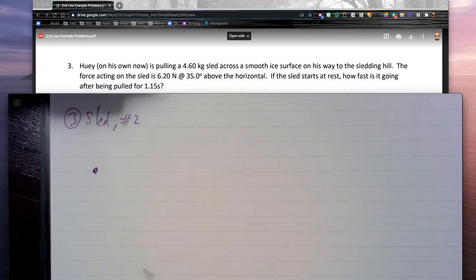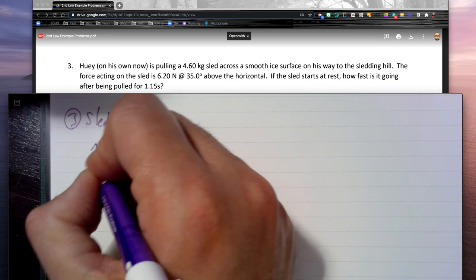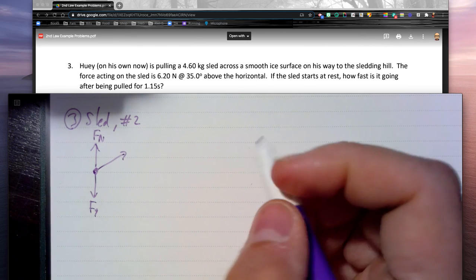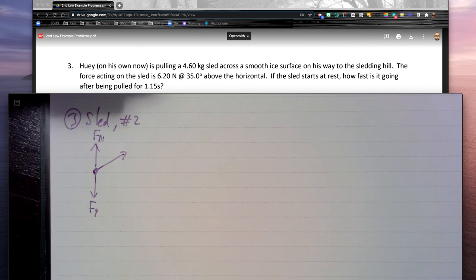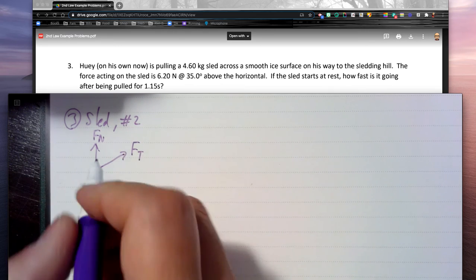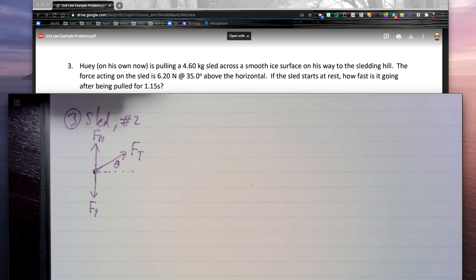So probably a good idea to draw a free body diagram, and we can put the following forces in there: normal force, gravity force. Huey's pulling the sled. Maybe we imagine that there's a rope that Huey is pulling on, and that rope is at an angle. This is more typical of the problems I'm going to ask you to do, where you draw a free body diagram and then analyze it from there.